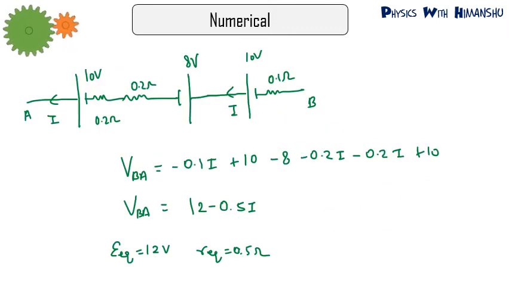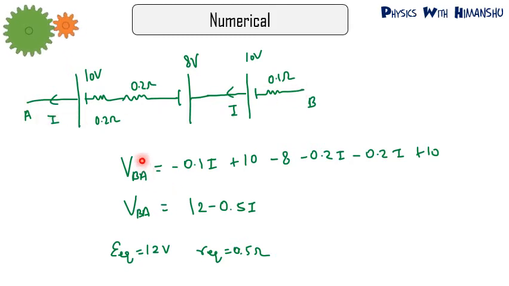Okay. Now if we look at this question, this circuit is not that easy. Here, the negative of this battery is connected to negative and positive of this battery is connected to positive. So we can't add the EMF. We'll take help of the Kirchhoff equation. So we'll put a point A here, a point B here, and current is going from B to A.